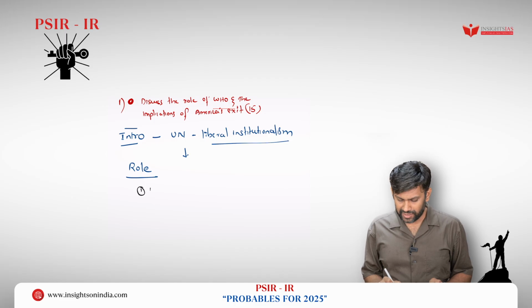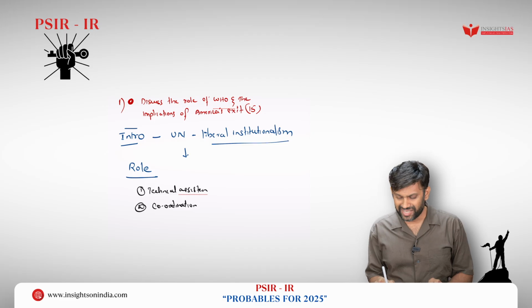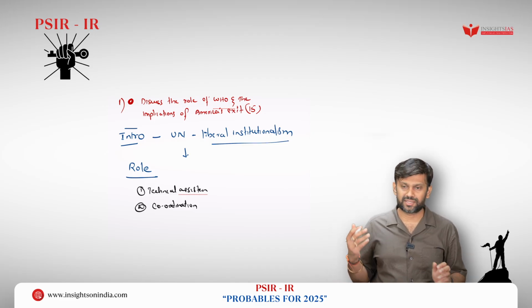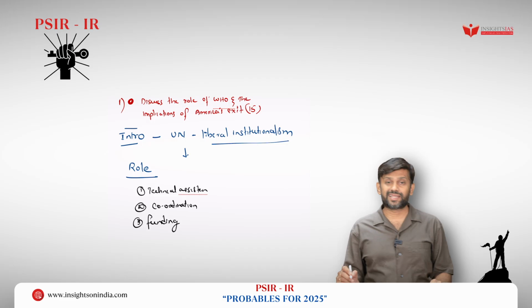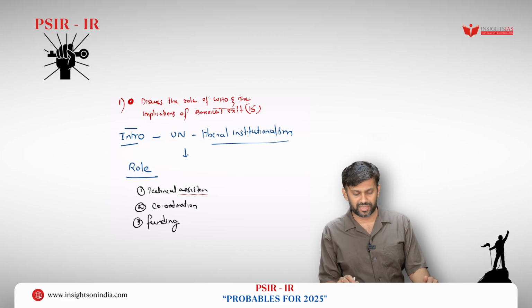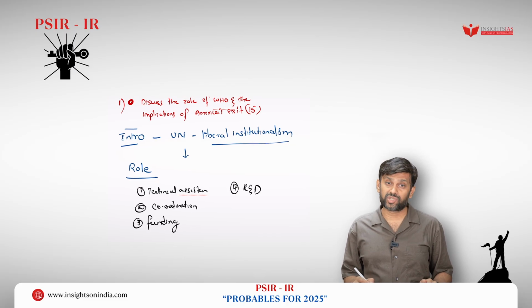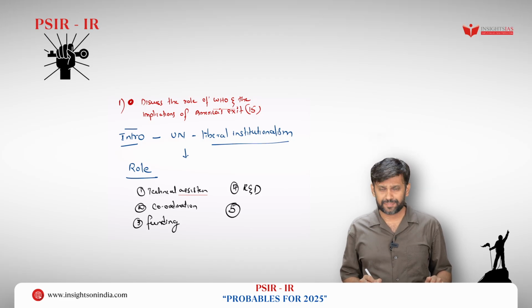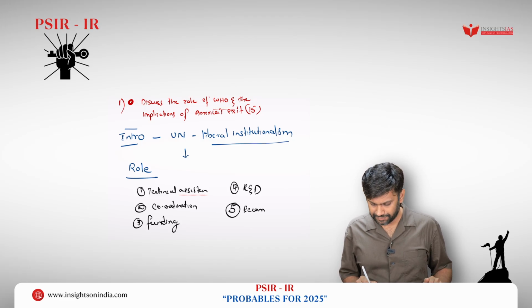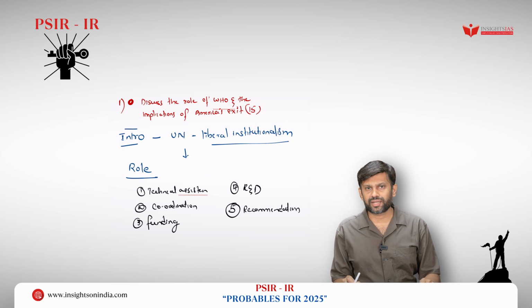So one, you can say they provide technical assistance. Second, you can say they play the role of coordination among nation states as well as non-state actors such as NGOs, etc. Third, they also offer funding to various health initiatives such as TB programs, polio programs, especially in the developing world. Fourth, they're into research and development, R&D, which is very crucial for coming out with vaccines, etc. Fifth, you can also say they give recommendations to member states in order to tackle health emergencies. So this is the general role you can write that the WHO plays.